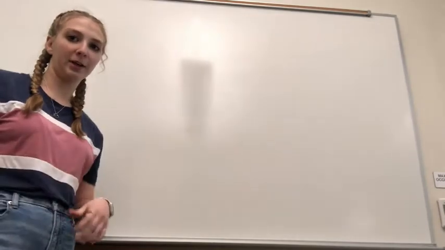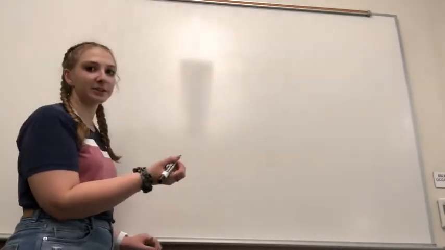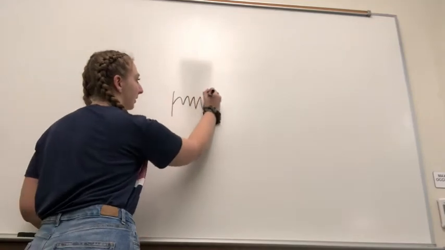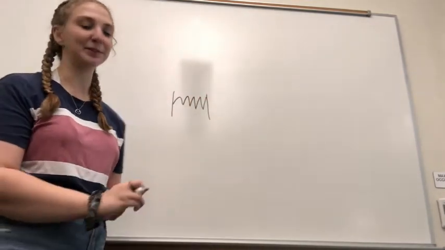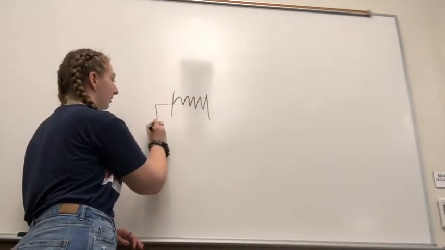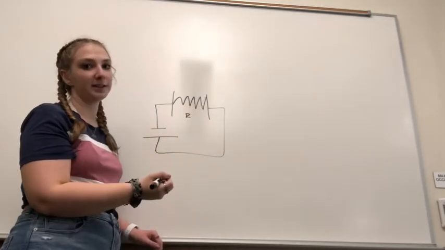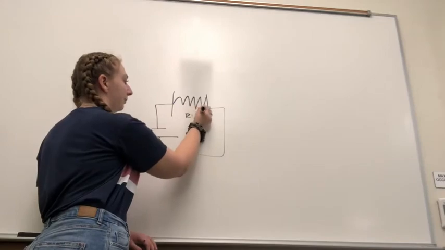Now you might be wondering, we're talking about circuits. A resistor in a circuit looks like a nice squiggly line. It's beautiful. So in a circuit it could look like this, and this would be our R, and R is in the units ohm.